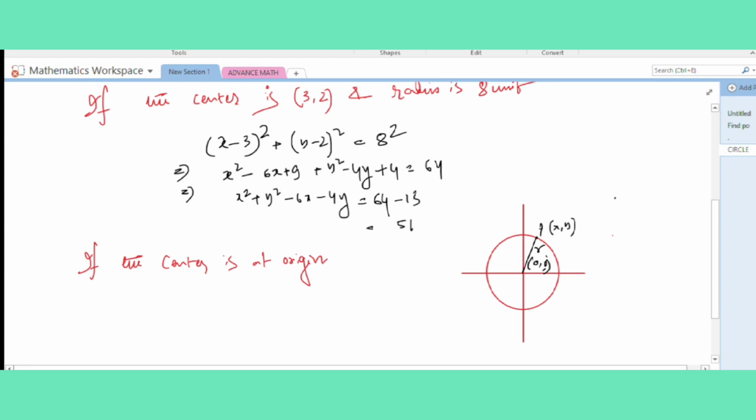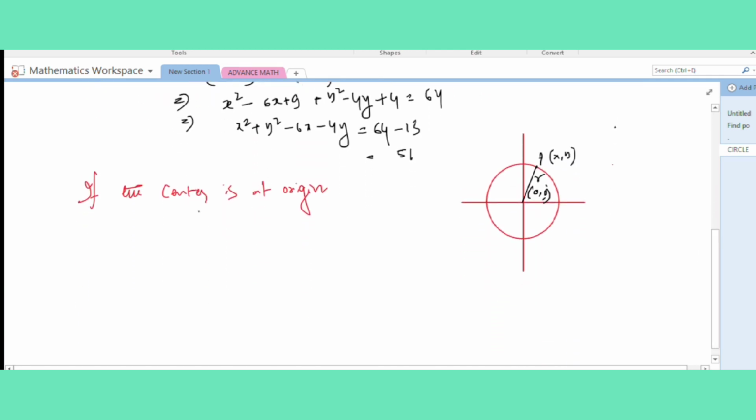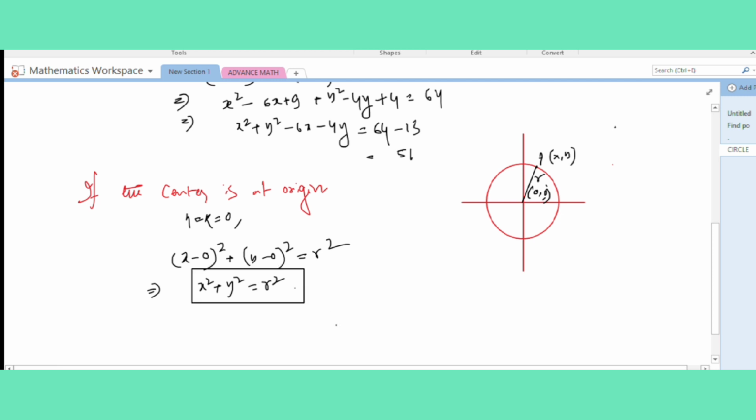So we can use the same formula, that is x minus x1 whole square plus y minus y1 whole square equals r square, the previous formula, or x minus h whole square, this formula I'm talking about. Here h equals 0, k equals 0. So the formula becomes x minus 0 whole square plus y minus 0 whole square equals r square, or we can simply write x square plus y square equals r square. Hence this is the equation of the circle with center at origin and radius r.